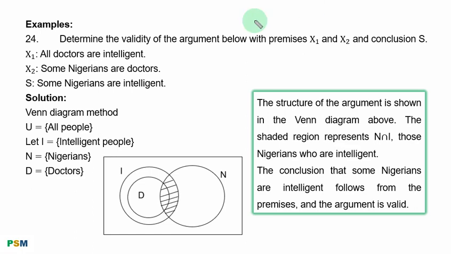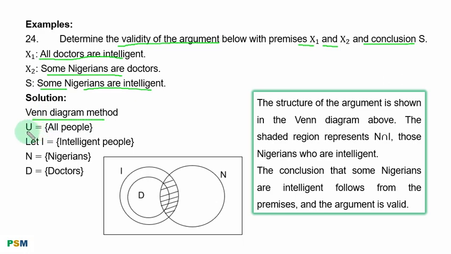Example 24. Determine the validity of the argument below with premises S sub 1 and S sub 2 and conclusion S. First premise: all doctors are intelligent. Second premise: some Nigerians are doctors. Conclusion: some Nigerians are intelligent. Solution: let's use the Venn diagram method.